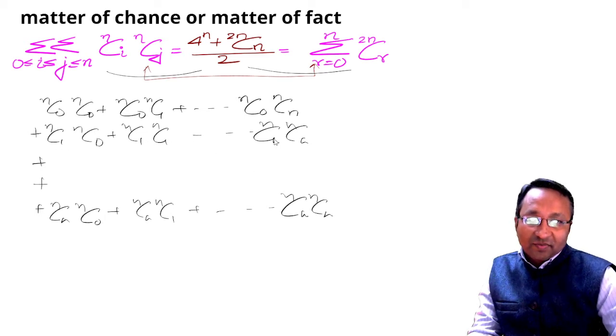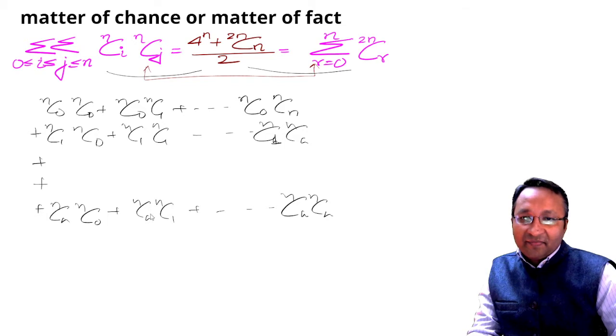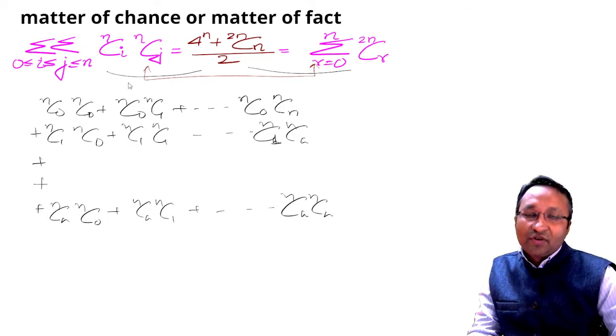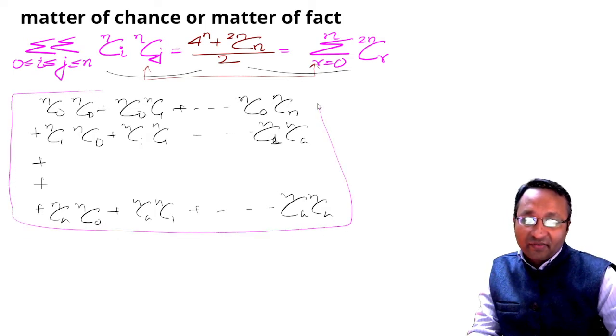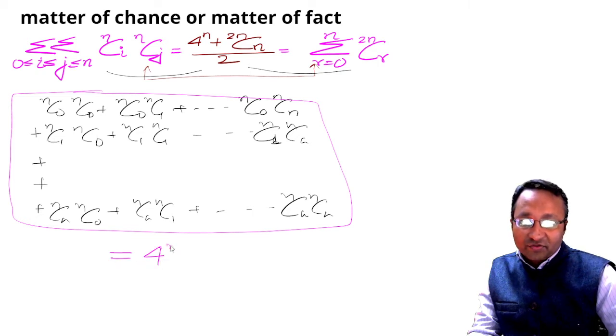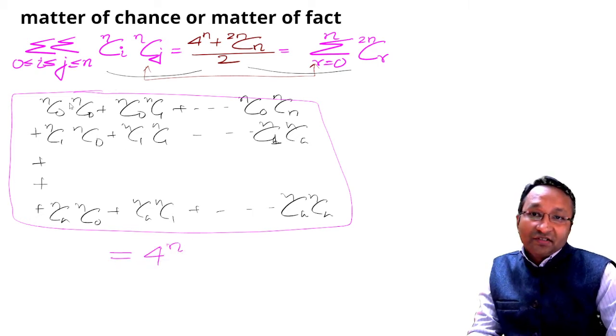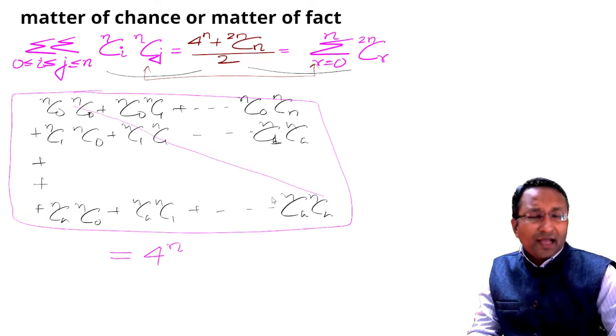So this should be basically 1. Now if you look at this entire sum, this is basically 2 raised to n multiplied by 2 raised to n, that is 4 raised to n. So from the elementary properties of summation, you know that this total sum is 4 raised to n, of which i equal to j appears on the diagonal.